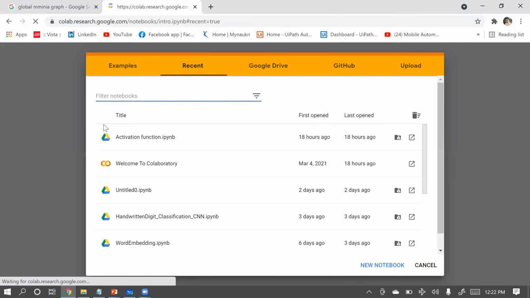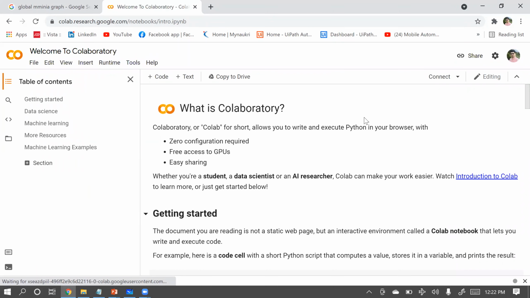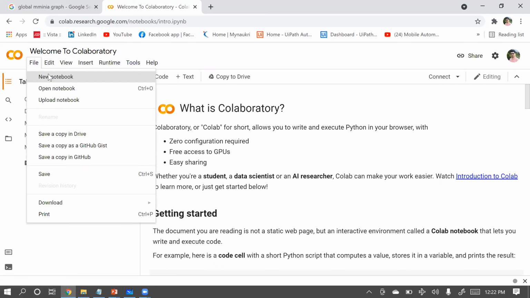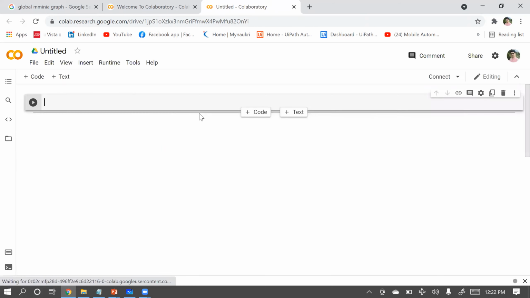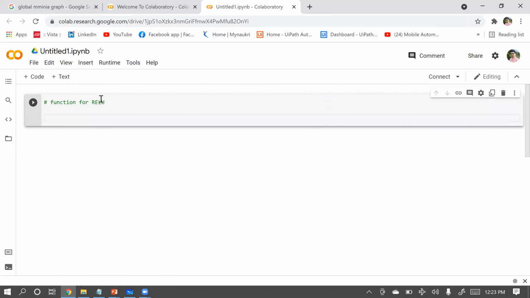As we saw a function for sigmoid, in the same way we will be creating a function for ReLU as well. We'll go here and create a new notebook. Okay, now it is created. So we will be creating a function for ReLU. Here we can create a function, def relu, which will take some x value.